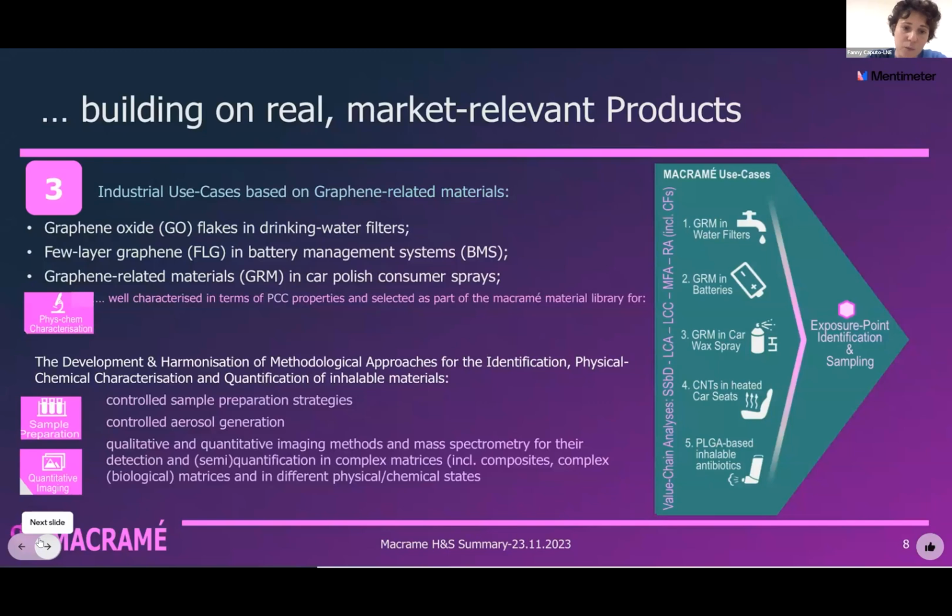And the other thing we are working on is spectroscopic and also mass spec based methods for the semi-quantification of those materials in complex matrices. So I hope that we will have results to show, for example, in the next meeting that we will organize, possibly next year. Then the rest of the presentation will be more of a Mentimeter survey asking all the participants of this meeting what their needs are in terms of standardization.